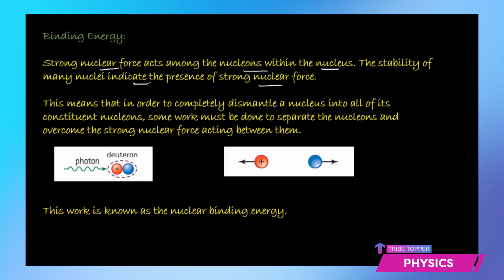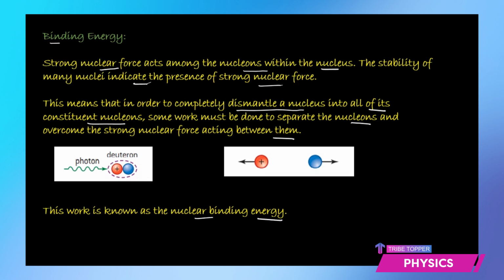Now, that means in order to completely dismantle a nucleus into its constituent nucleons, some work has to be done to separate the nucleons. And how do we do that work? Of course, by overcoming the strong nuclear force which is acting between them. So, this work is known as the nuclear binding energy.